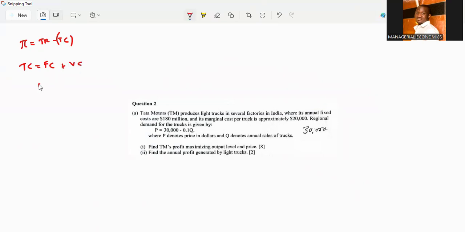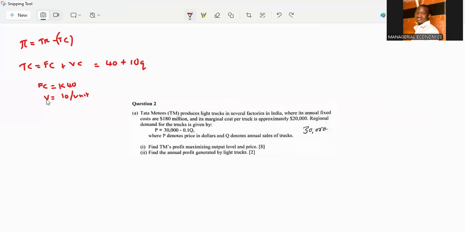Suppose your fixed cost is maybe 40 kwacha, and variable cost is 10 kwacha per unit. What becomes the total cost? It will be 40 plus 10Q. Okay. So this is our total cost function.